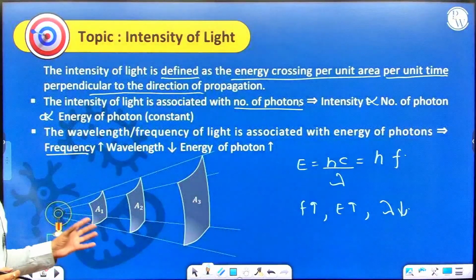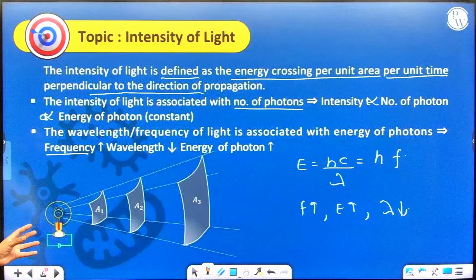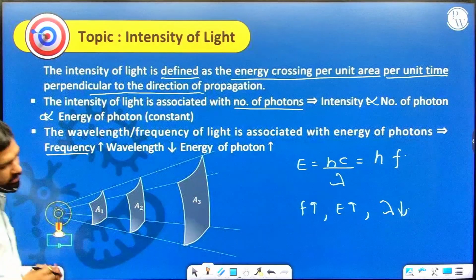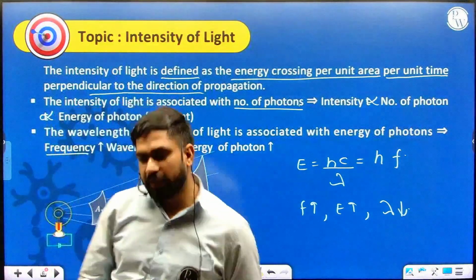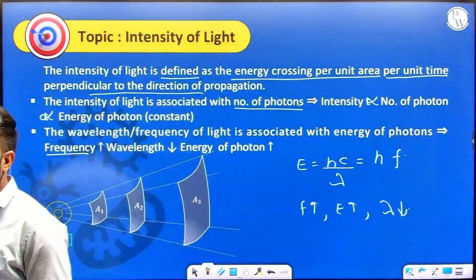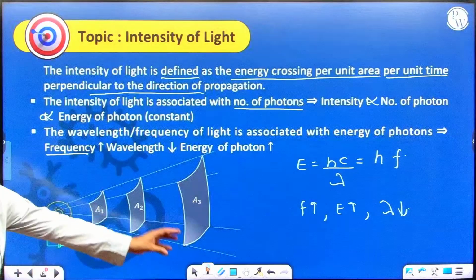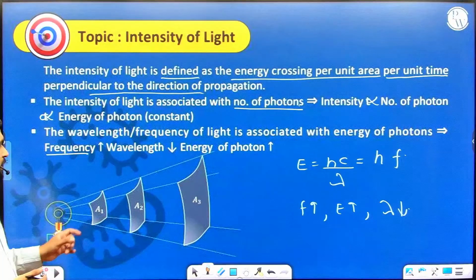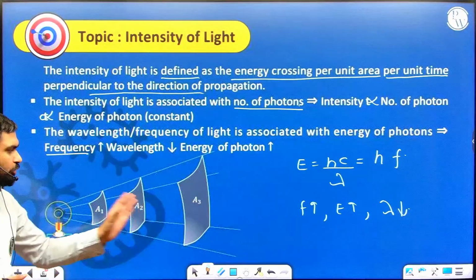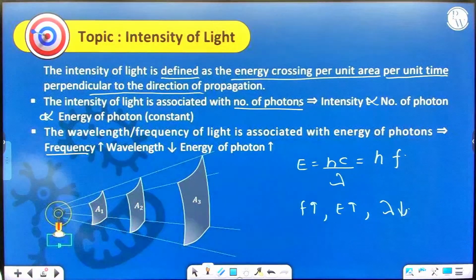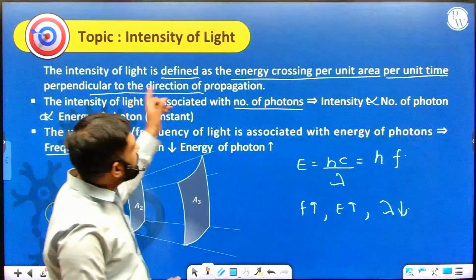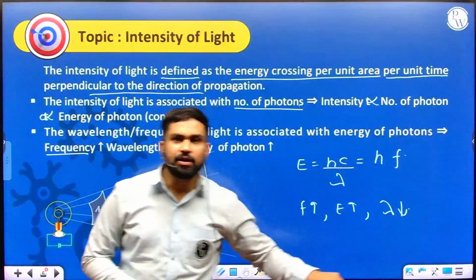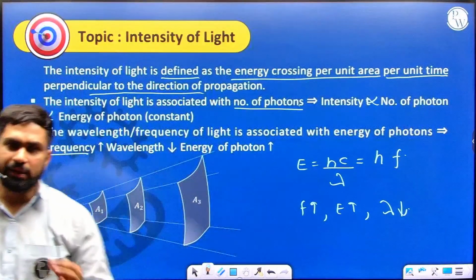Here they are showing a particular aspect of a point source of light. Let's say a point source of light is going to emit several spherical wavefronts, and they are considering some cross sections in the direction of propagation, different cross sections like this. So if you see, as we go further and further, the area of cross section is going to increase. So I can definitely say intensity was energy per unit area, so intensity is going to decrease.